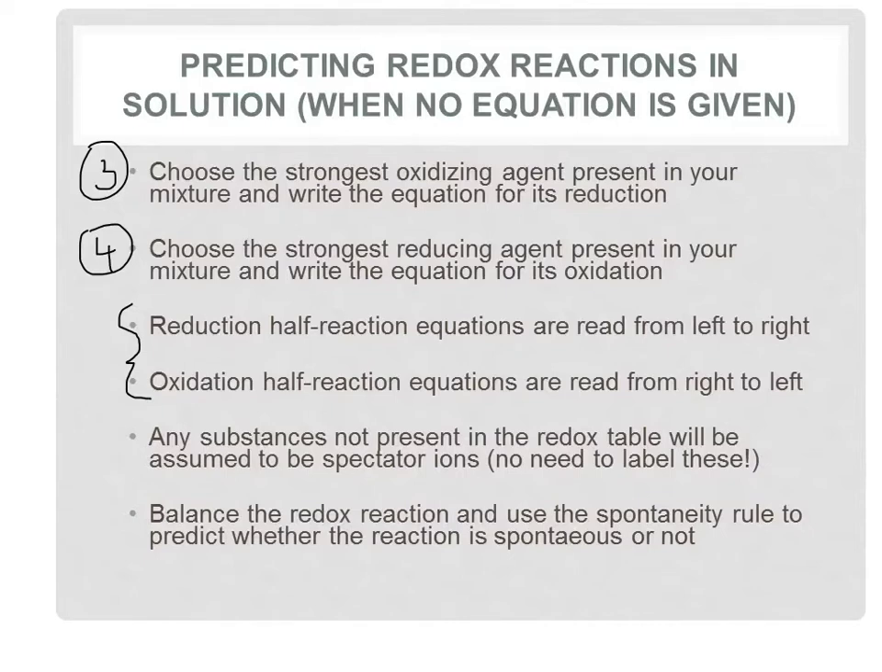And finally, once we have our two equations, we're going to combine the two half reactions in order to create our redox reaction, and then we're going to use the spontaneity rule to predict whether the reaction is going to be spontaneous or not.